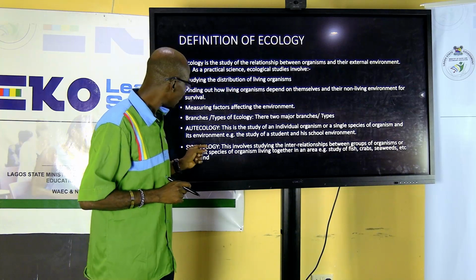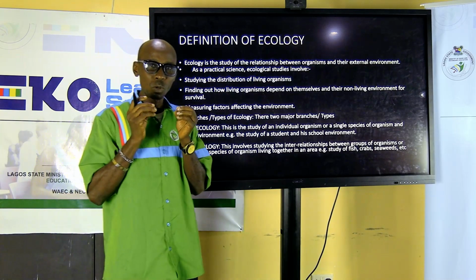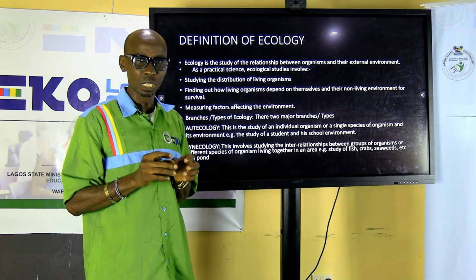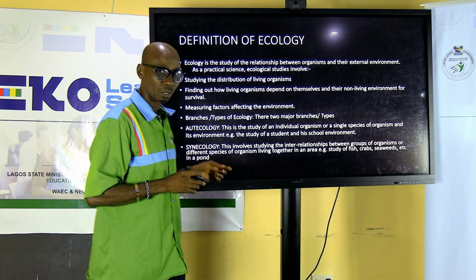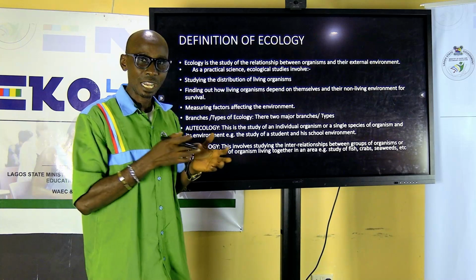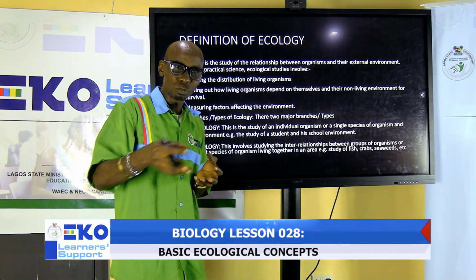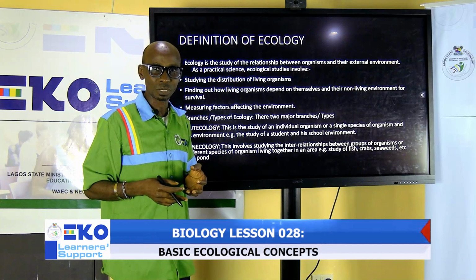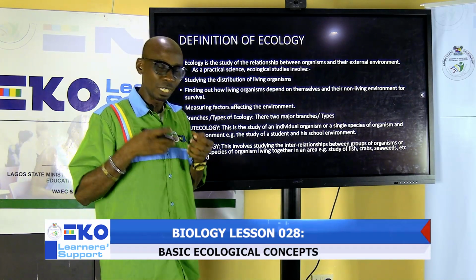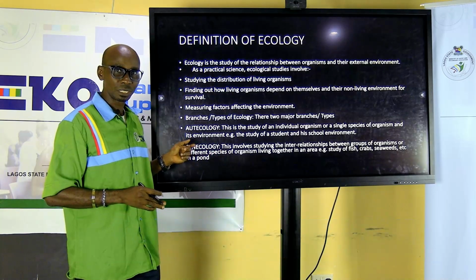Then the next one is synecology, involved in interrelationship between group of organisms or different species. In a very simple term, when we are studying two or more species together, we are studying synecology. For example, you are studying cats and rats. You study them in their environment. How do they interact in the environment? What do they eat? Where do they sleep? When we are studying these two organisms at the same time, we are studying synecology.